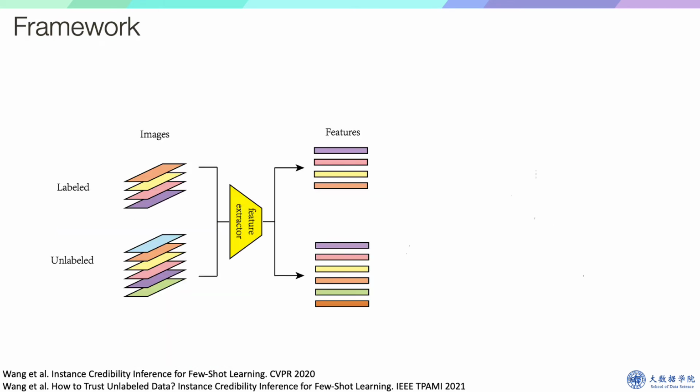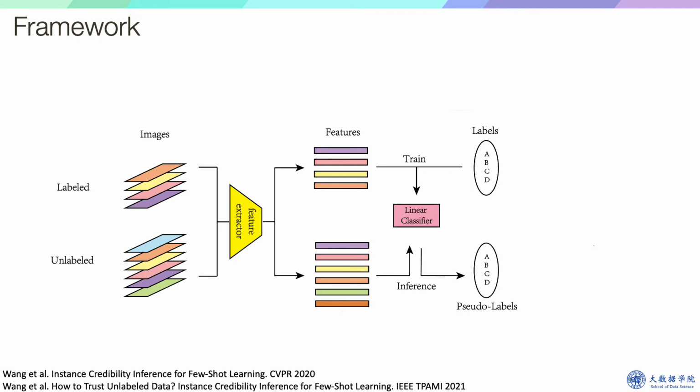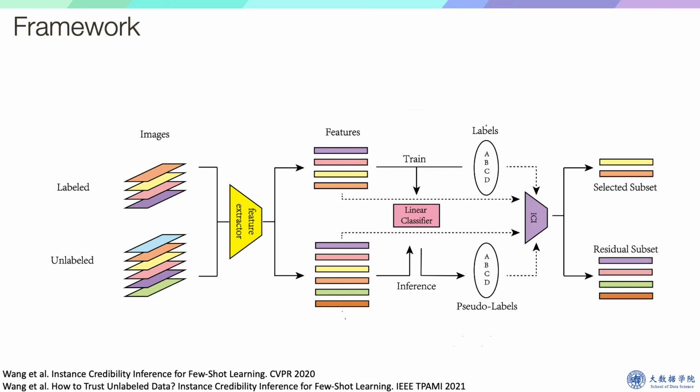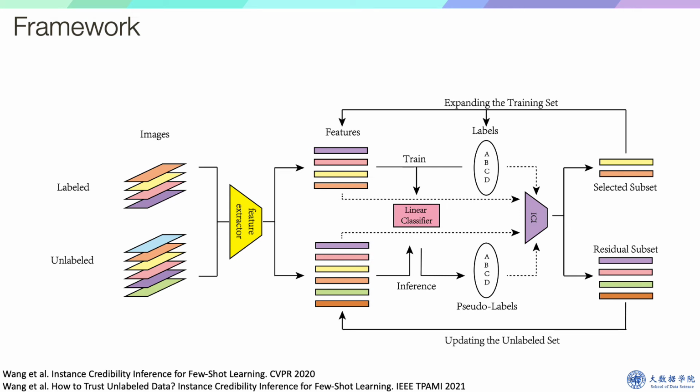We first encode the images into features. Then we train the linear classifier with the labeled image-label pairs. The unlabeled images are inferred by the trained linear model. To select a credible subset to expand the training set, we use the proposed ICI to identify noisy data and remove them from the selected subset. Then we can retrain the classifier with these newly labeled images and repeat this process until all the data are selected.